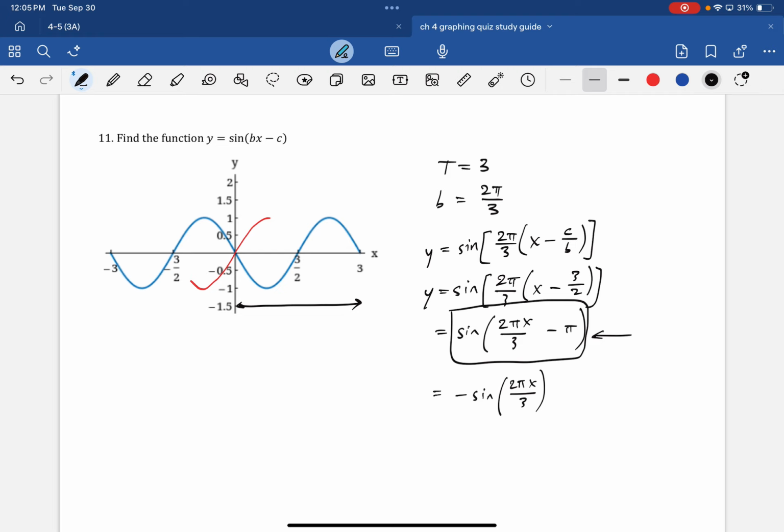Very tricky, and you need to become an expert in transformations.